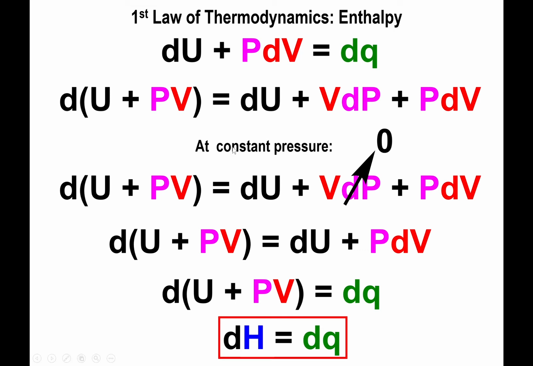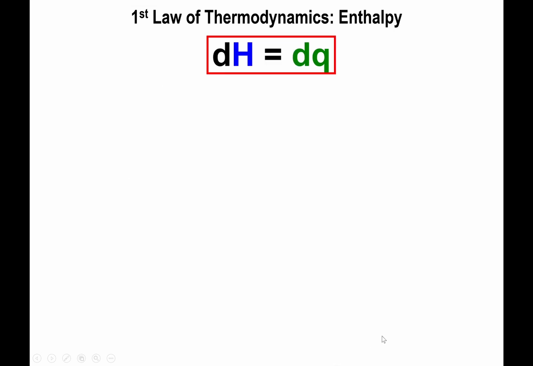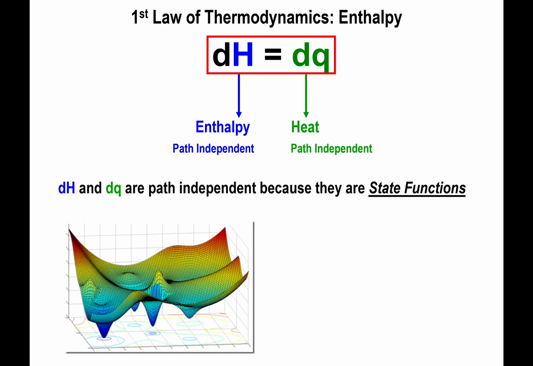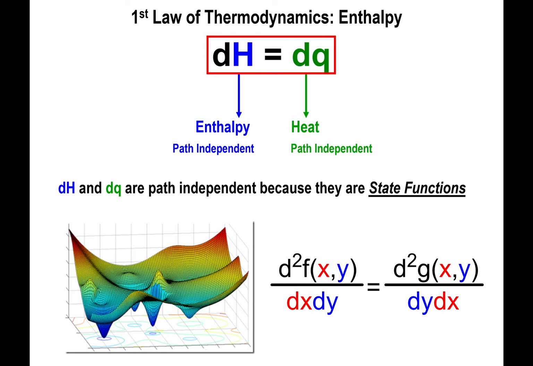So we call the differential of U plus PV the enthalpy. So this is the changing enthalpy, which equals the changing heat. So this is the first path independent version of heat, and this is what you've observed in your previous chemistry classes. And so the enthalpy is simply heat, but it's heat that is path independent. This is what we refer to as state functions, functions that do not depend on the path that you take to go from point A to point B.